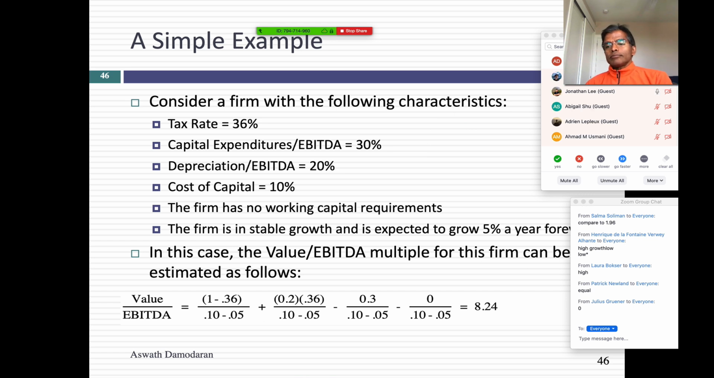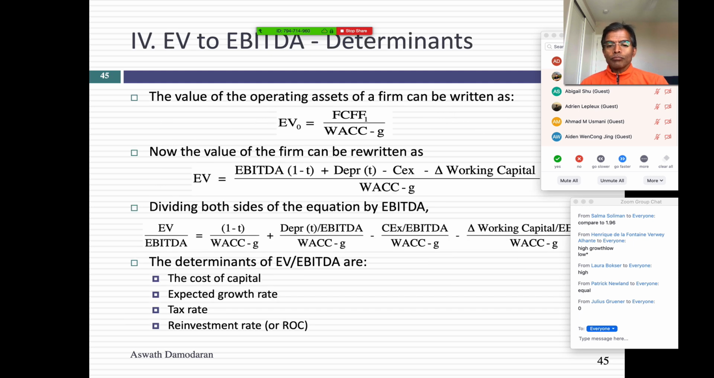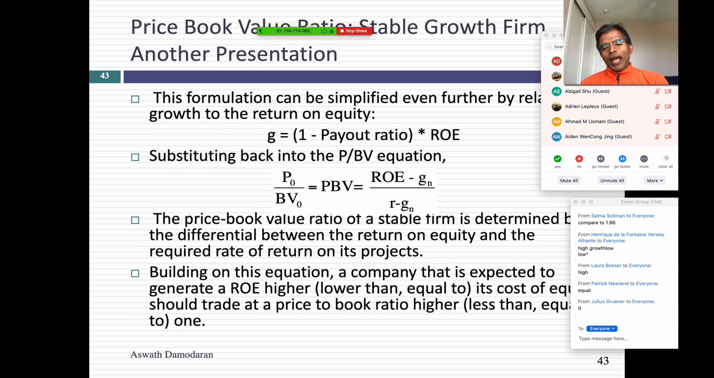Yes, sir. About the price to book ratio, do you not use it for high growth firms? Do you mostly keep it for stable? No, you can use it for anyone. The equation I've stuck with is a stable growth equation because algebraically it's easier to work with. But just because you're a high growth firm, the relationship will still apply, right? Higher returns on equity will still translate into higher price to book ratios. So if I have two high growth firms and one has a much higher return on equity than the other, I would expect the company with a higher return on equity to trade at an even higher multiple of book value than the one with the lower return on equity.